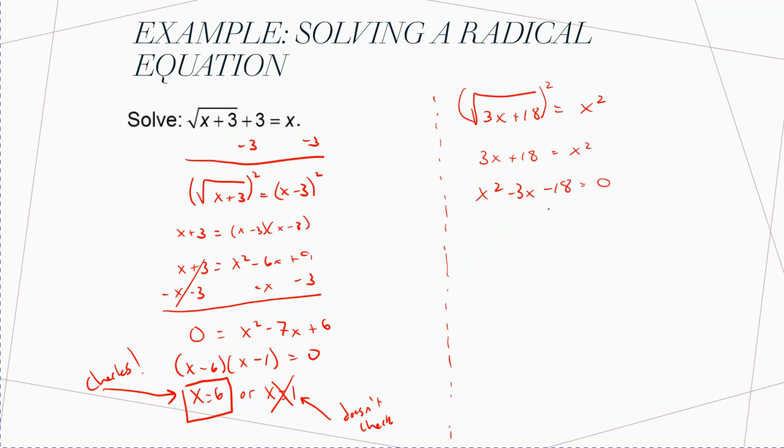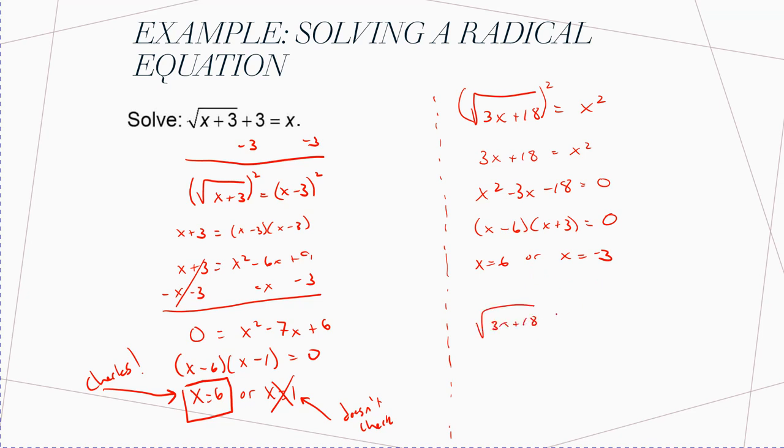So you know what two numbers multiply to negative 18 and sum to negative 3? Well, that's x minus 6 times x plus 3, and that's equal to 0. So you get two solutions: one is x is equal to 6, or another one, x is equal to minus 3, when you solve this.